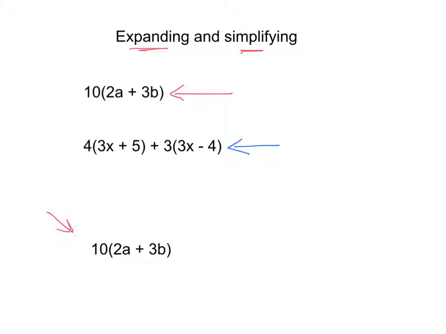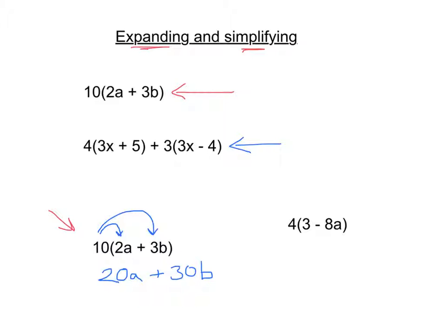Expand 10 multiplied by 2a plus 3b. So expand means make bigger and essentially get rid of the brackets. What we do is we take whatever's outside the bracket, in this case the 10, and we multiply it by everything inside the bracket. We've got two terms inside the bracket, 2a and 3b. So 10 multiplied by 2a is, well, 10 times 2 is 20, so that gives us 20a. And then 10 multiplied by 3b, well, 10 lots of 3b gives us 30b. And that is our expanded bracket.